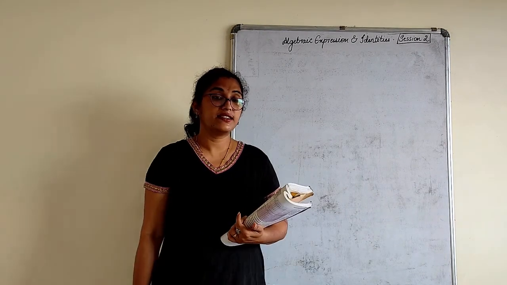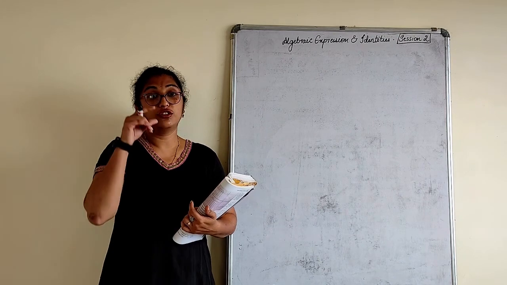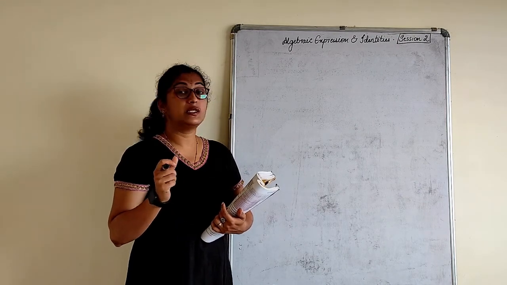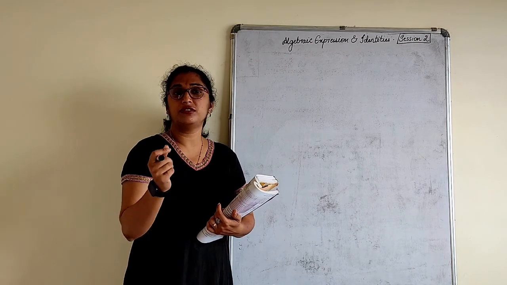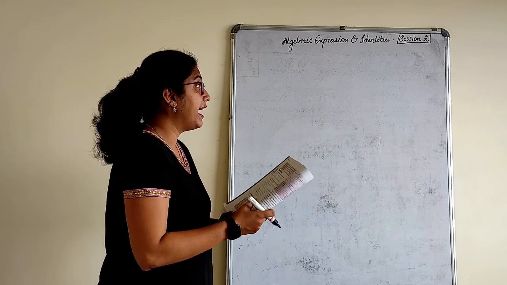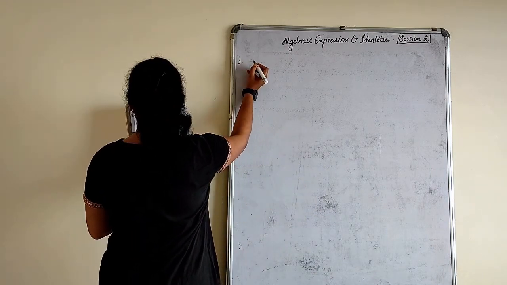Good morning. We will start session 2 on the chapter Algebraic Expressions and Identities. In session 1 we understood the terms and definitions, that is, what is an algebraic expression, term, factor, coefficient, like and unlike terms, and types of polynomials. We'll quickly start with an exercise here.